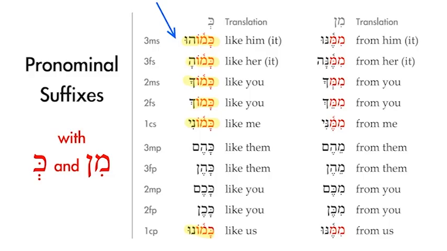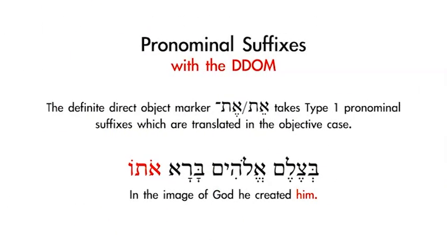Similarly, the preposition min in the singular and 1CP have a longer form identified or highlighted in red. Memenu, memena, mimecha, mimech, memeni, and then down here, memenu. It's also helpful to observe that the 3ms pronominal suffix and the 1CP pronominal suffix in these forms are identical. And so you want to make sure that you are able to distinguish those forms in context.